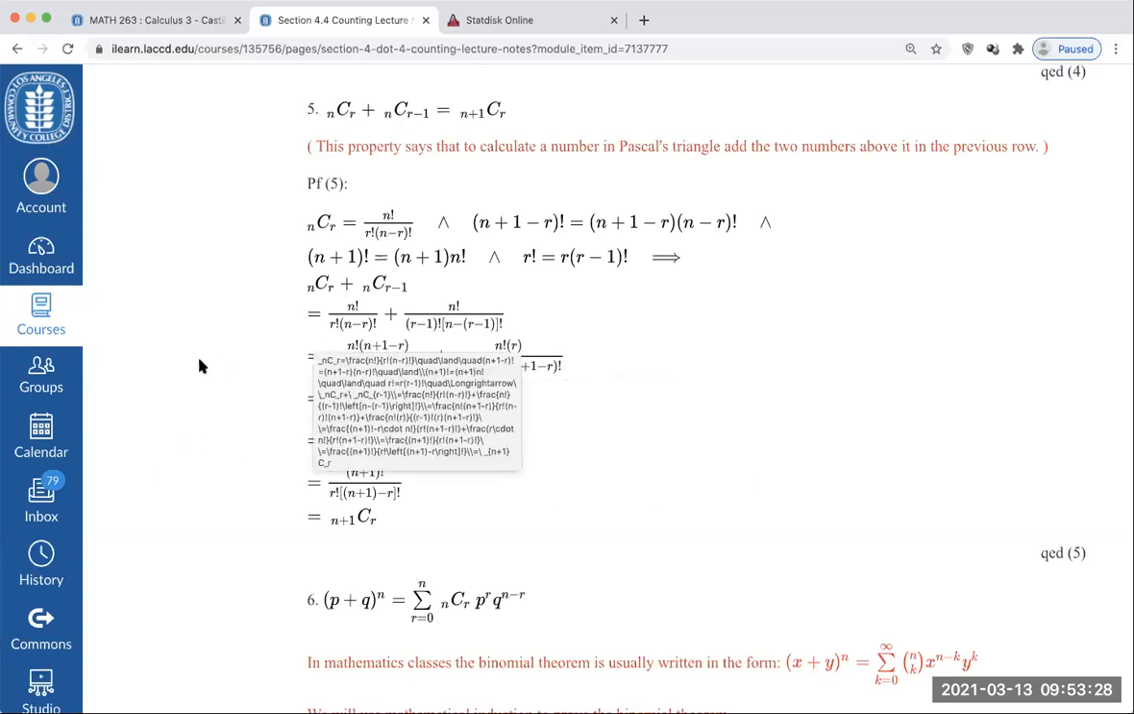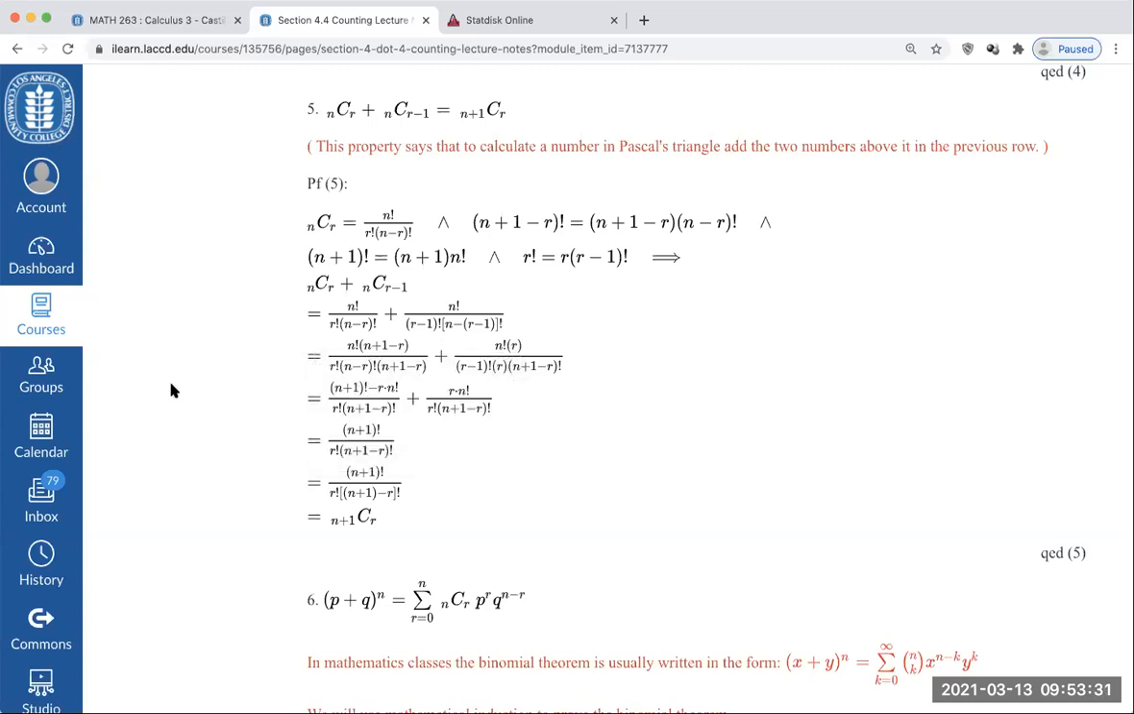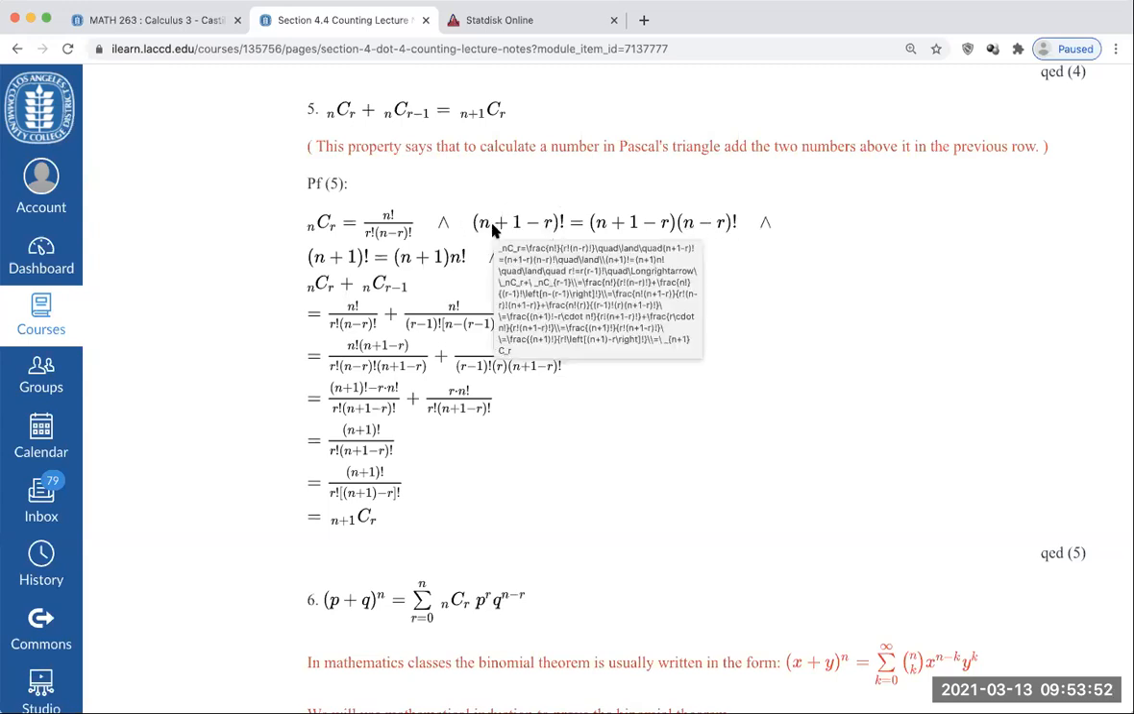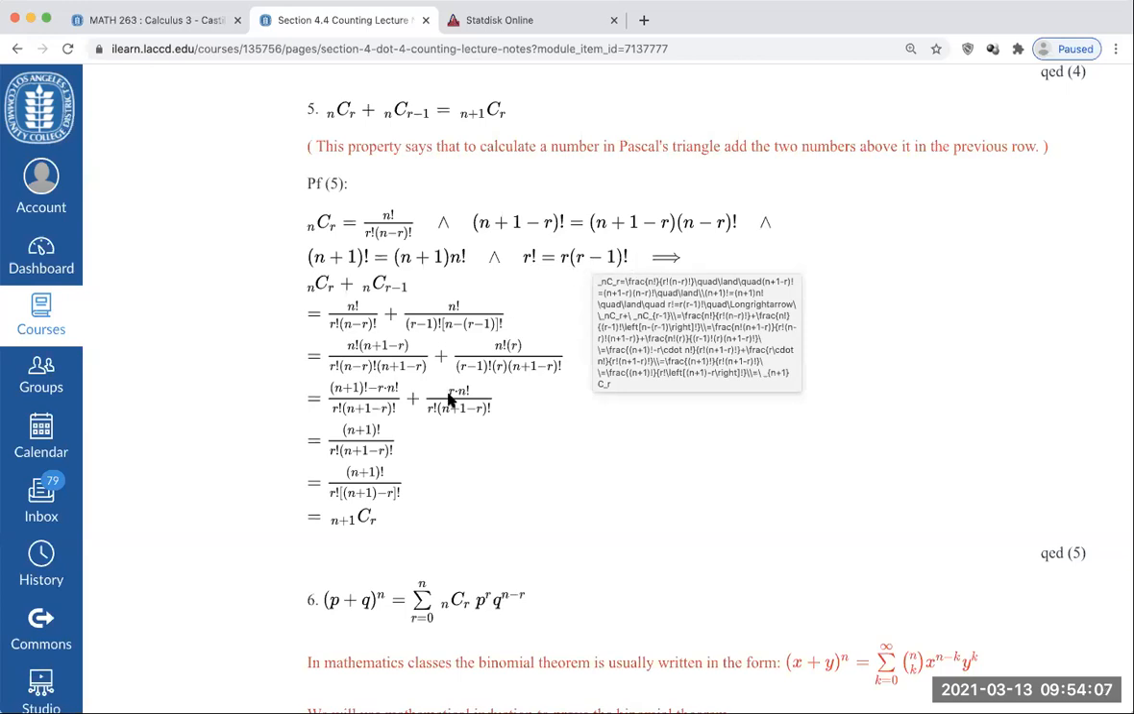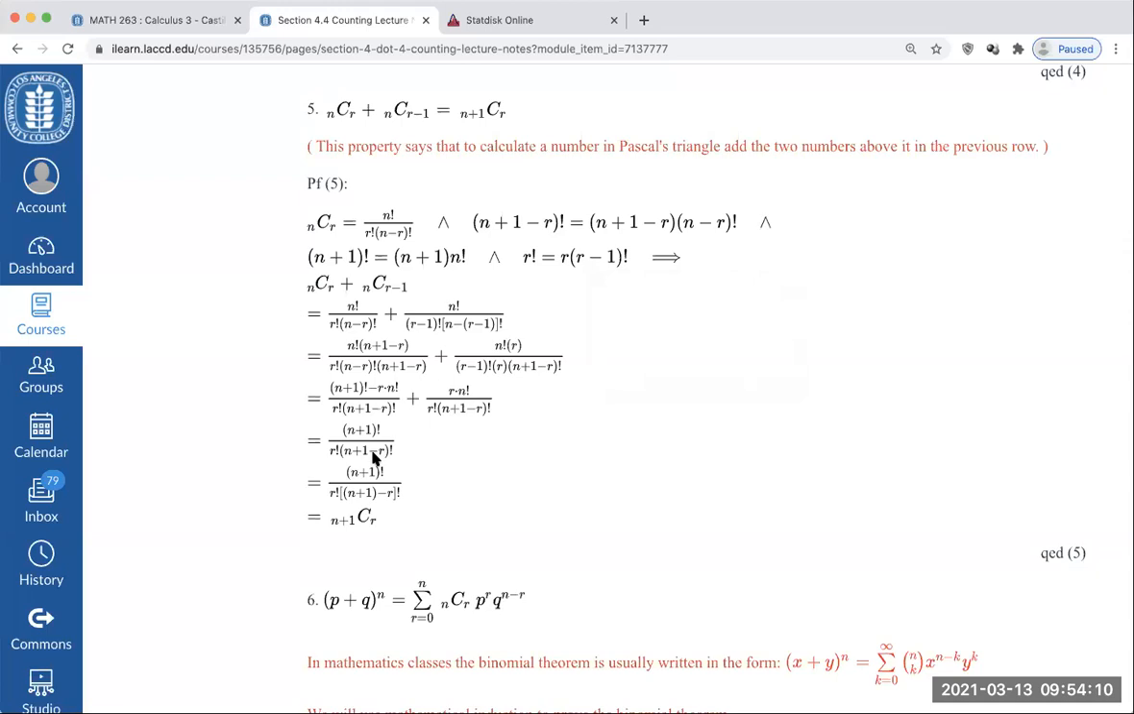Let's find a common denominator. The common denominator is r factorial times n plus 1 minus r factorial. So let me multiply and divide this first term by n plus 1 minus r. That will make this n minus r factorial into an n plus 1 minus r factorial. And let's multiply and divide the second term by r. That will make the r minus 1 factorial into an r factorial. And so you'll get a common denominator.